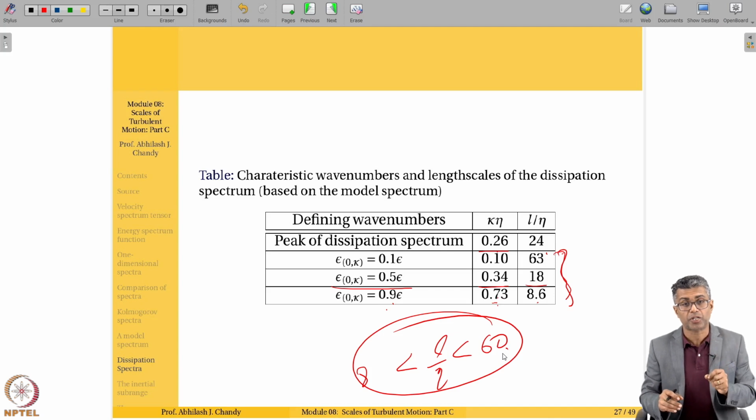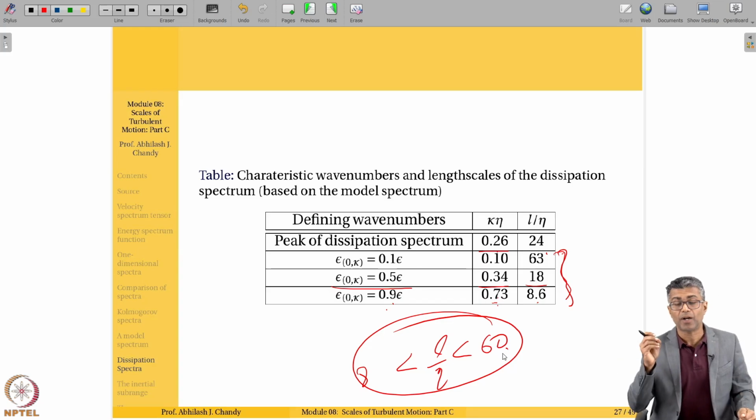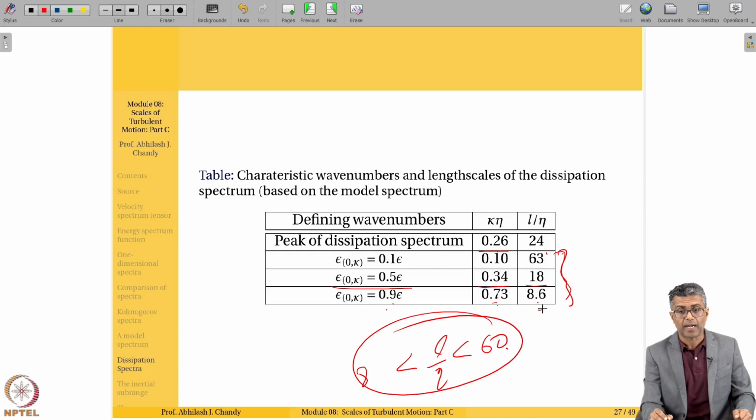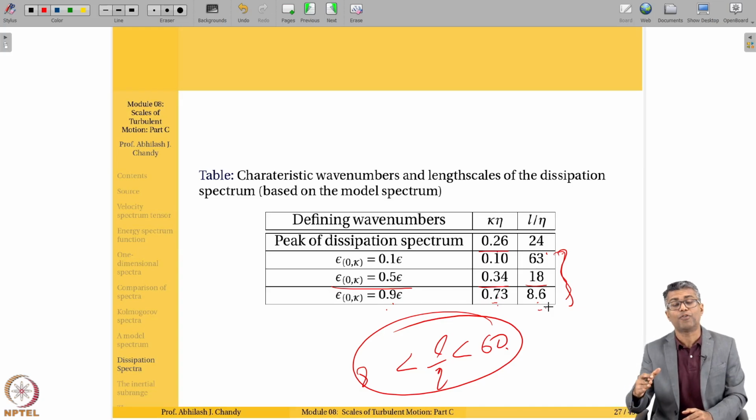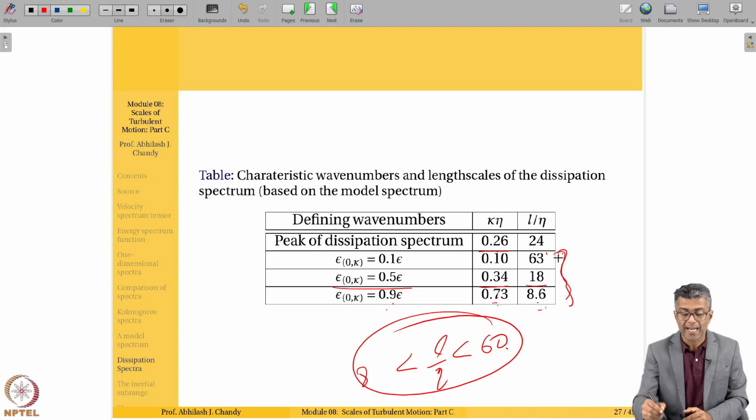The peak dissipation is actually at 24 eta. It starts at 60, but it takes a while to ramp up, and at 24 eta is where it actually peaks. Then it eventually dies down. And by around 8 eta, as shown here, the dissipation starts to really subside if you just ignore the 10% on the other side. Follow me? So 80% of the bulk of the dissipation occurs between 8 and 60. That was the takeaway from the dissipation spectrum.